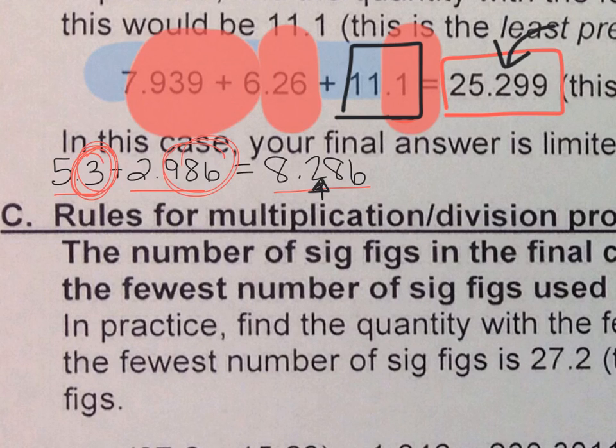So the answer of 8.286 is actually going to be wrong on a test. You have to have an answer of 8.3. I have to round that 2 up because of the 8 right here. So the correct answer for that problem would be 8.3.